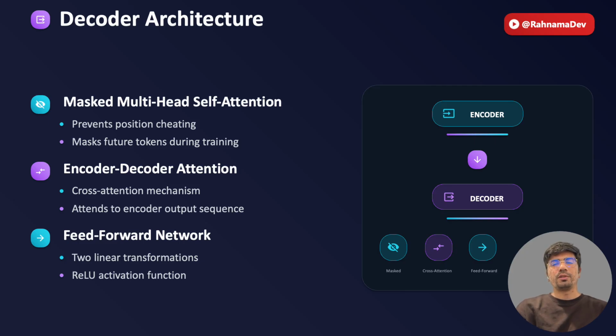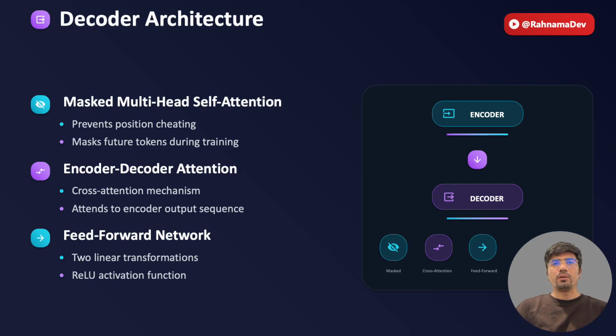The third component is the same feed-forward neural network we saw in the encoder. It processes the information from the attention mechanism to learn more complex patterns. The diagram shows how the encoder and decoder interact. Notice the cross-attention connection between them. The decoder takes its own masked output, attends to the encoder's output through cross-attention, and processes it. This three-component structure makes the decoder more complex than the encoder, but also more powerful for generation tasks.